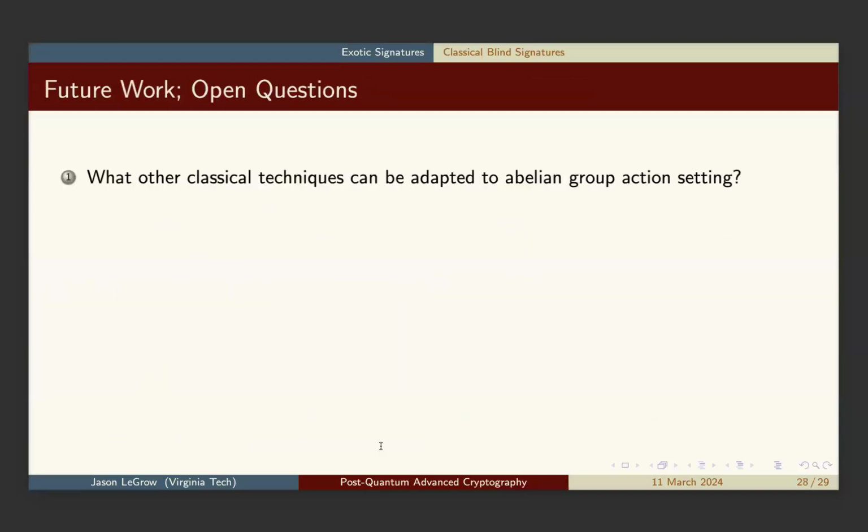Anyway, so we'll end on some future work and open questions. What else? What other classical techniques can we adapt to the abelian group action setting? So the CSIDH setting, basically. This is something I really didn't touch on, but the group that's used in CSIDH is called the ideal class group of a certain number field. Turns out computing the structure of these things is really hard, and you need the structure of these things in order to do everything the way that I explained it.